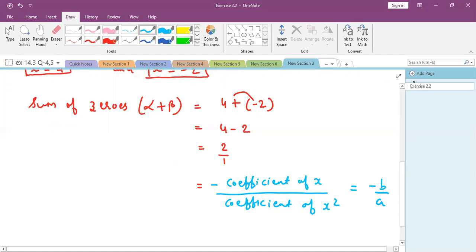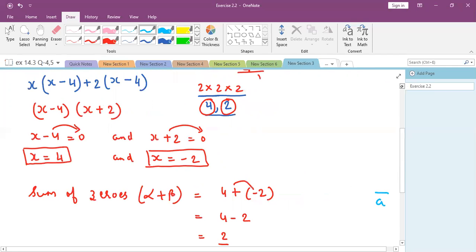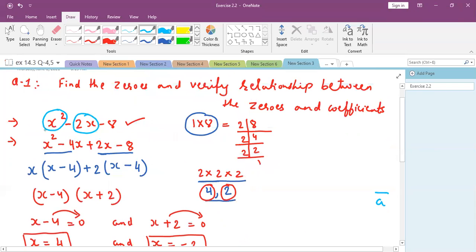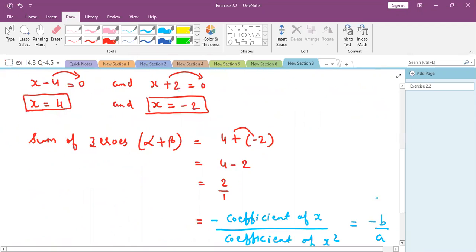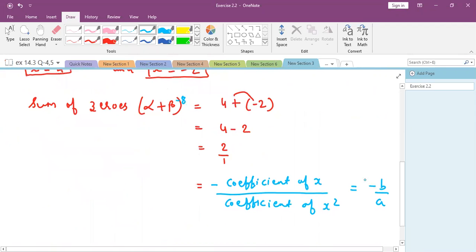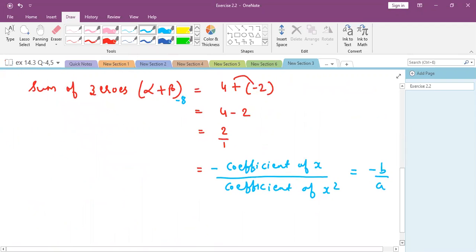If you see here, from the given equation, the value of a is 1. b is minus 2, and the constant term is minus 8. So we have got minus 2 as the value of b, and 1 as the value of a. So here we can write minus b by a, because minus b is 2 and a is 1. Now let us find out the product of zeros.